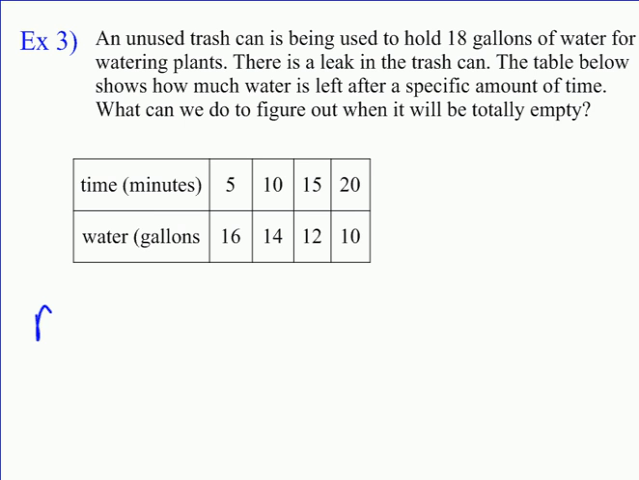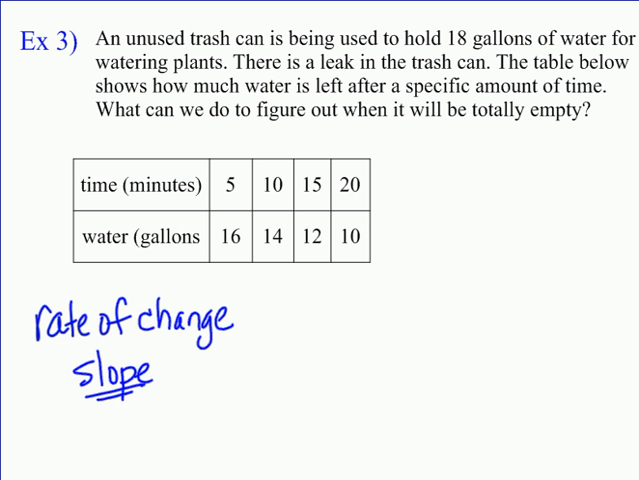Well, what we're going to use to find out is our rate of change. And we know that our rate of change is basically our slope. So we're going to find the slope of this line. When we look at this, our change in x happens to be 5 minutes each time. Our change in y, or our gallons of water, happens to be going down by 2 each time.